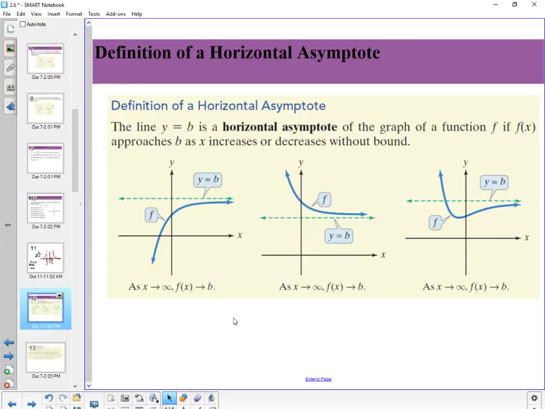And there's going to be a couple of rules for these. Where are horizontal asymptotes found in the equation? I'm going to show you right now. There are 3 rules you need to know.